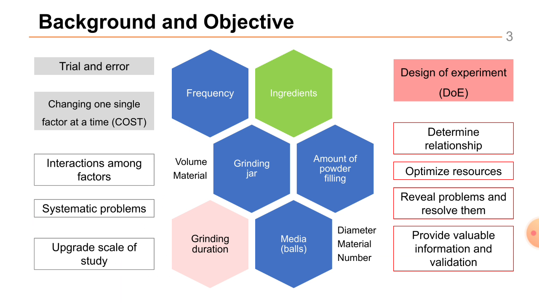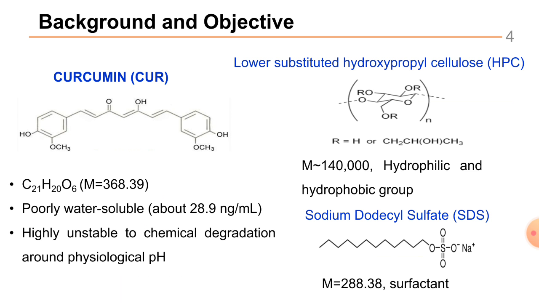To avoid the waste of resources, design of experiment (DOE) is used. It can determine the relationship among factors, optimize resources, reveal problems, and resolve them. Furthermore, the DOE provides valuable information, allowing for validation before industrial manufacturing.